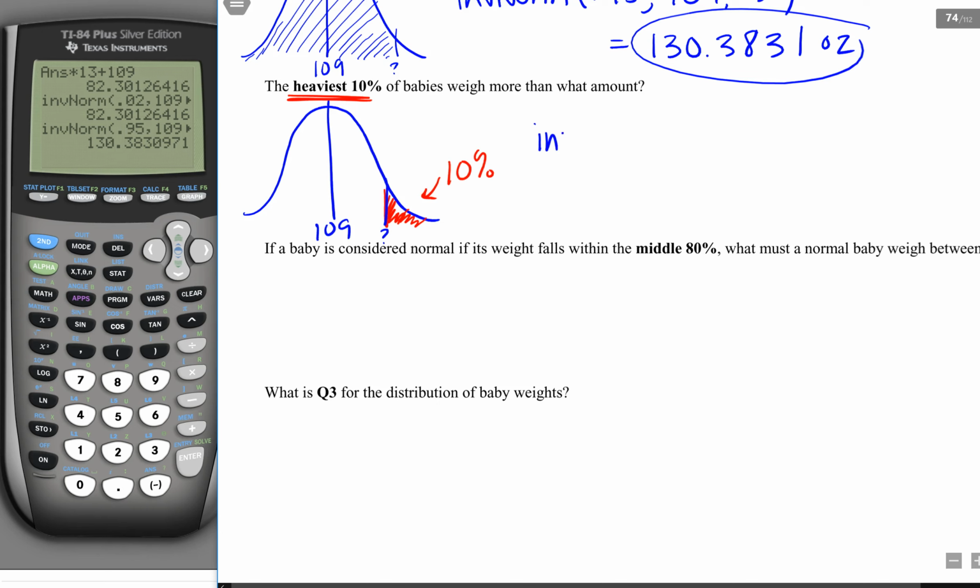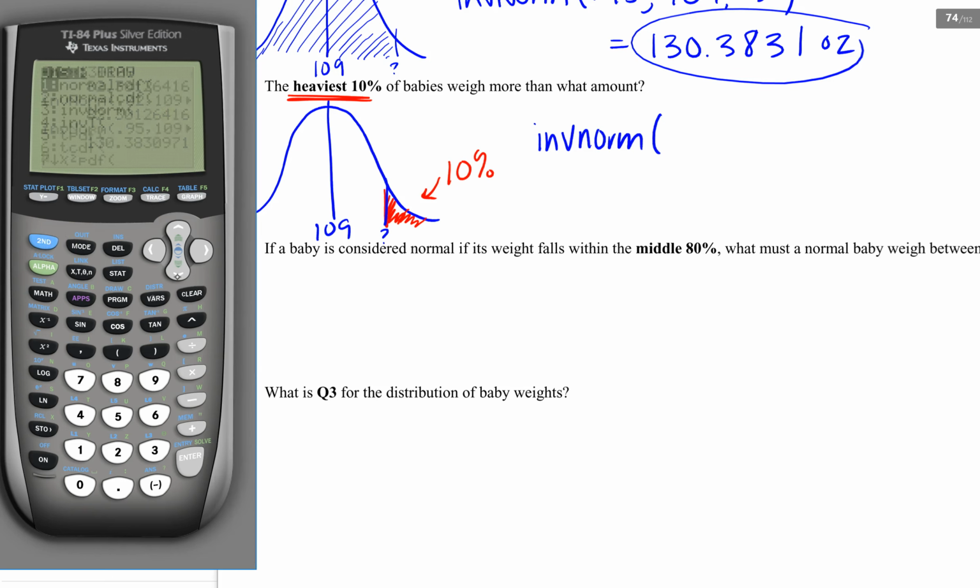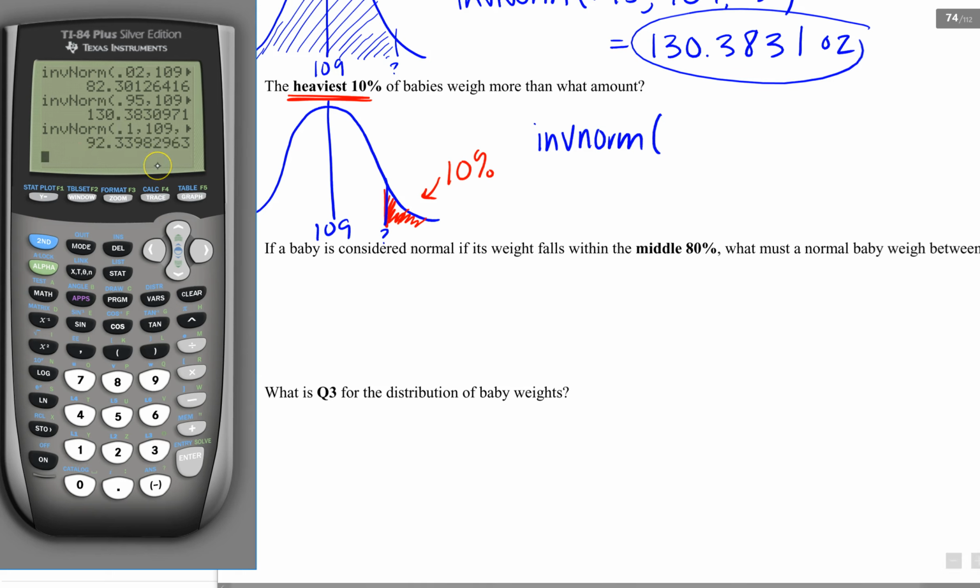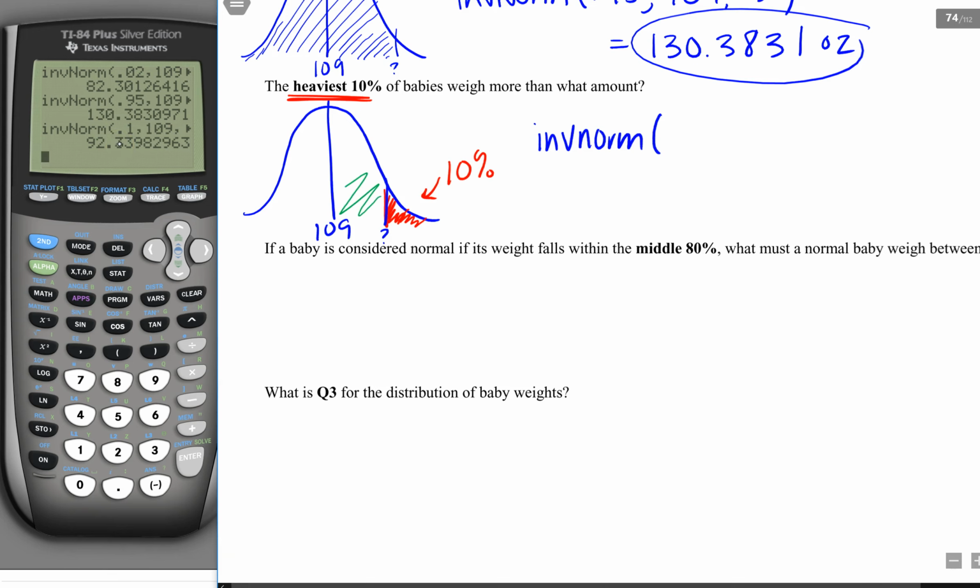We can do our inverse norm. If you make a mistake here, you're going to see it right away, especially if you have the drawing. And this is why that drawing, again, is so vital. If we weren't paying attention and we did 0.1, comma, 109, comma, 13, right? We're going to get out a baby weight that's 92 ounces. Our drawing shows that we should have had a chubby baby, a baby over 109. So 92 is not going to cut this.